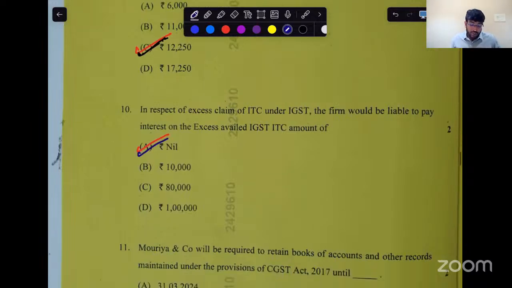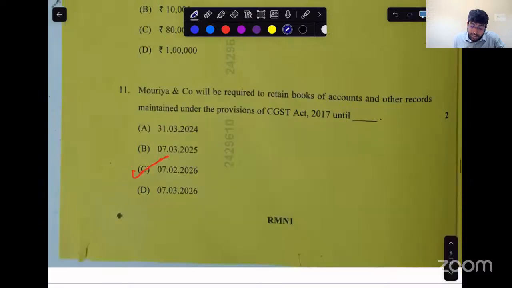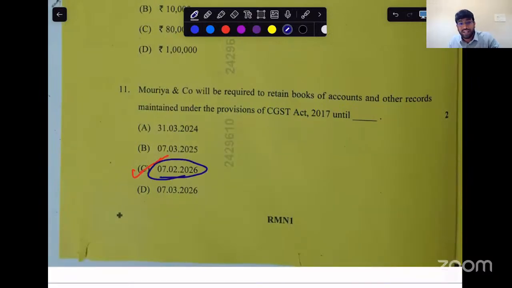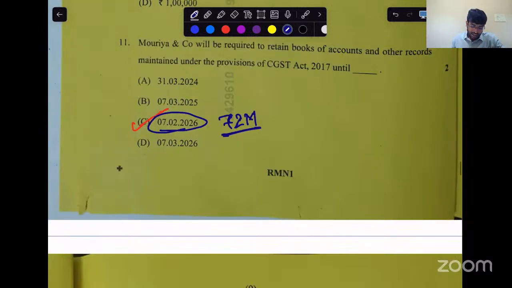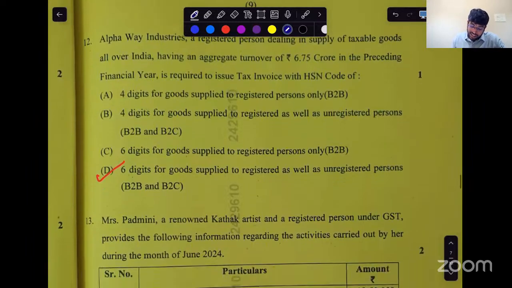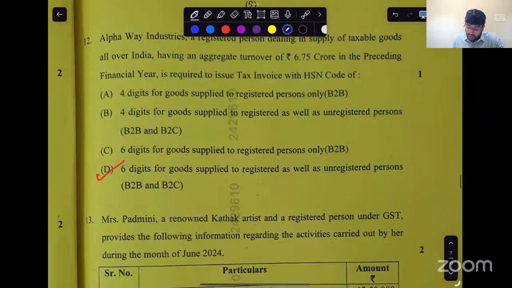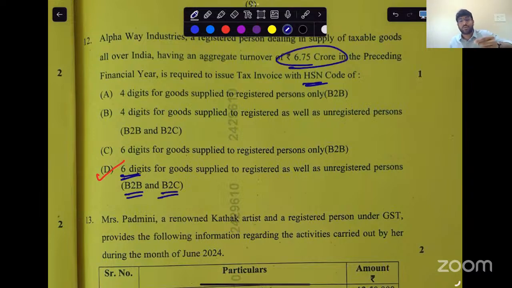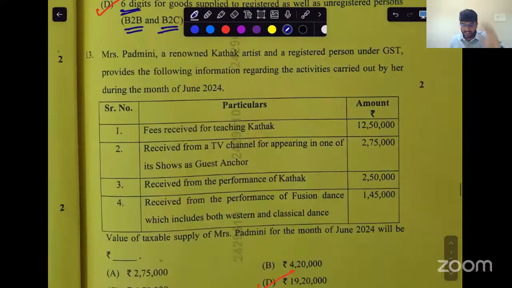Next. 12th bit, which is talking about HSN code, a 6-digit code is required for both B2B and B2C because turnover is more than 5 crores. It is given as 6.75 crores. That's it. Next. 13th bit. Fees received for teaching Kathak, this is taxable. TV channel also taxable. Performance of Kathak also taxable. Fusion dance, both Western and classical, that is also taxable. So the answer is 19,20,000. Exemption will come only if it does not exceed 1,50,000, only for classical art forms of music, dance or theatre. In the rest of the cases it is taxable.